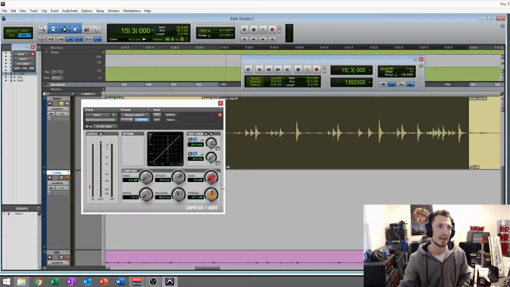All right. Limiting is essentially when we have a ratio of infinity to 1, which I think it winds up that much, and no audio will be allowed to get above that threshold. We also might need to dial in some other parameters to make sure it hits that hard.